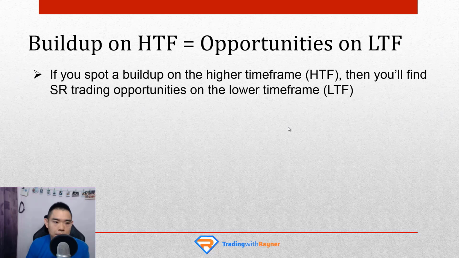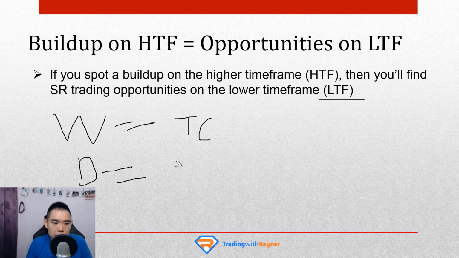Go up to a weekly time frame and look for a build up, like this, otherwise known as a tight consolidation. Because when the higher time frame is forming a tight consolidation, chances are you are able to find support resistance trading opportunities on the lower time frame. So for example, let's say the weekly is a TC, tight consolidation. You go down to the daily, you should be able to find support resistance trading opportunities.